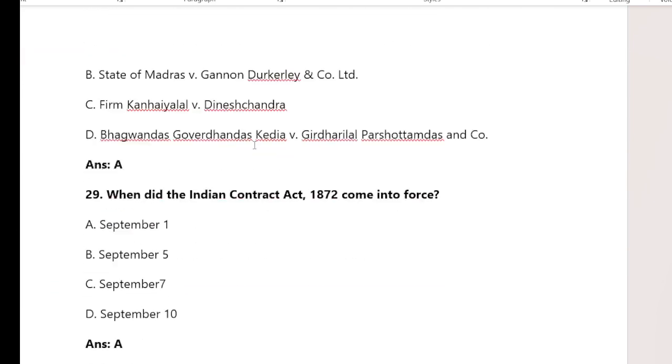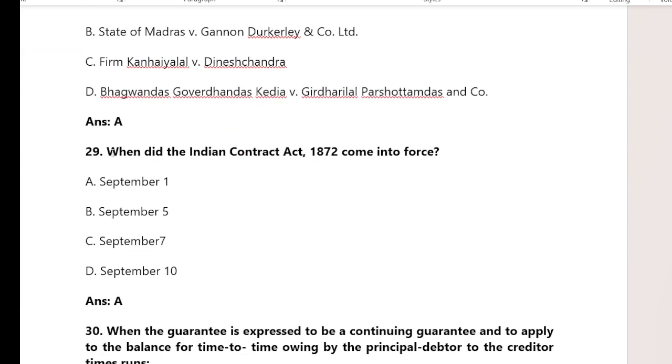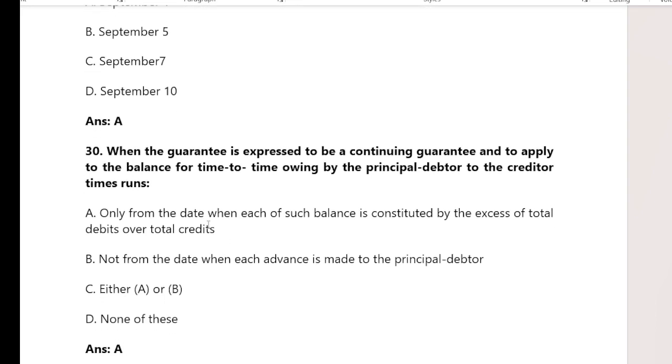ठीक है. And the next question is, when did the Indian Contract Act 1872 come into force? Is it the 1st September, 5th September, 7th September or 10th September? Then the right answer is 1st September.